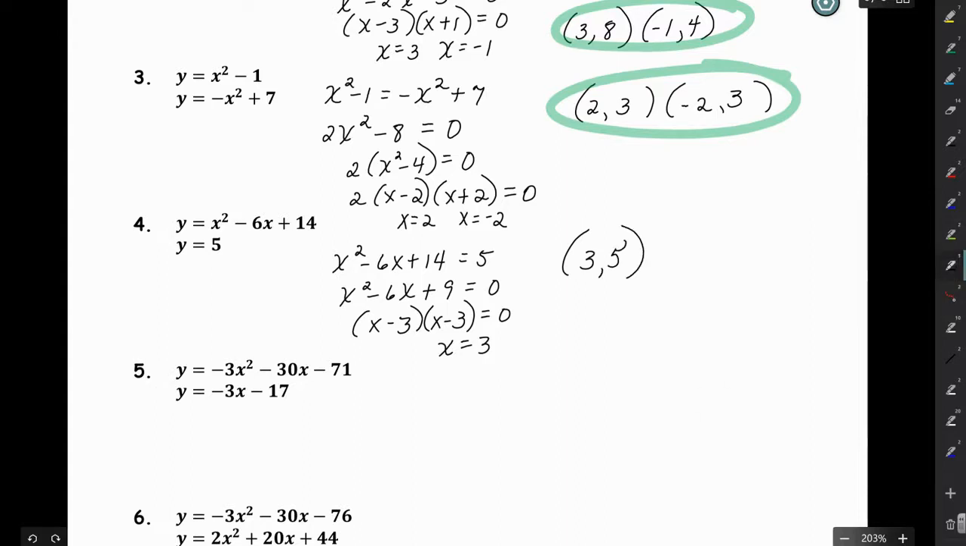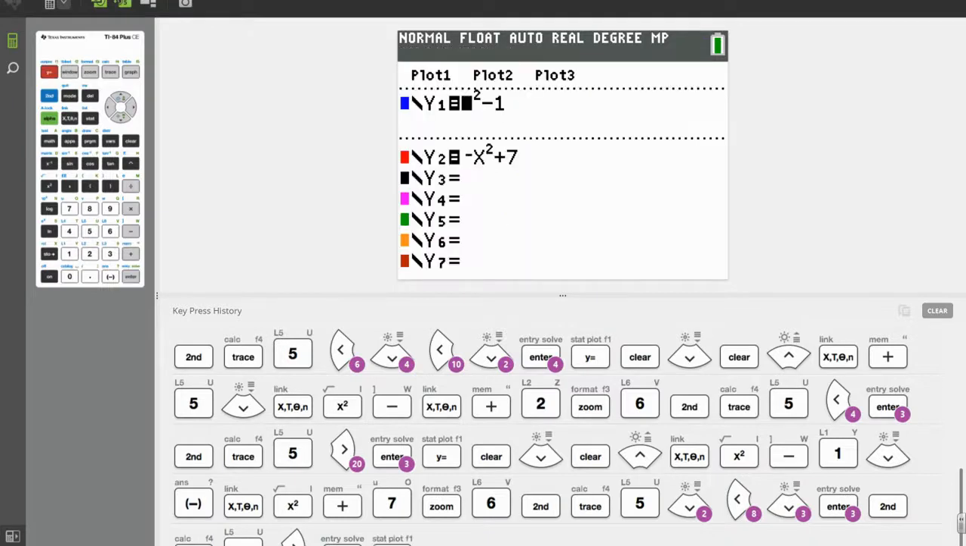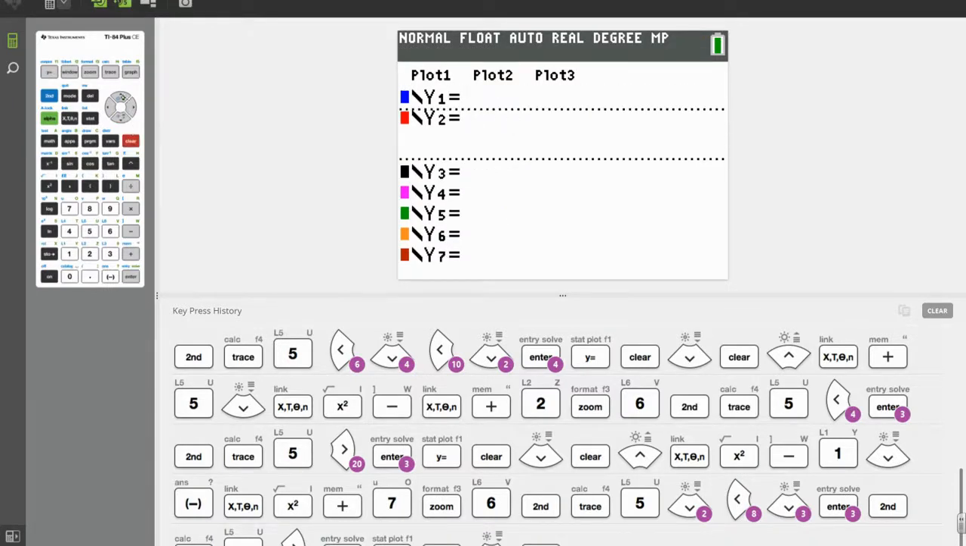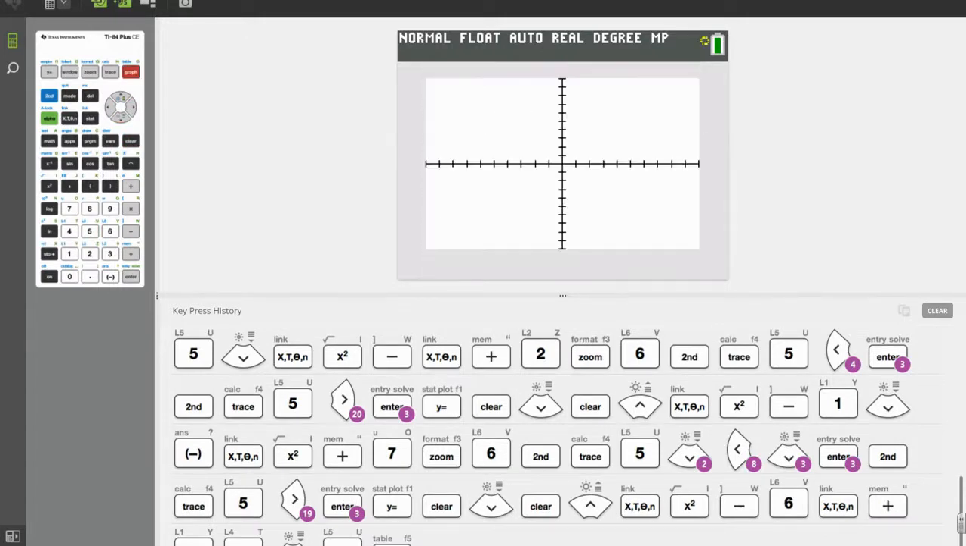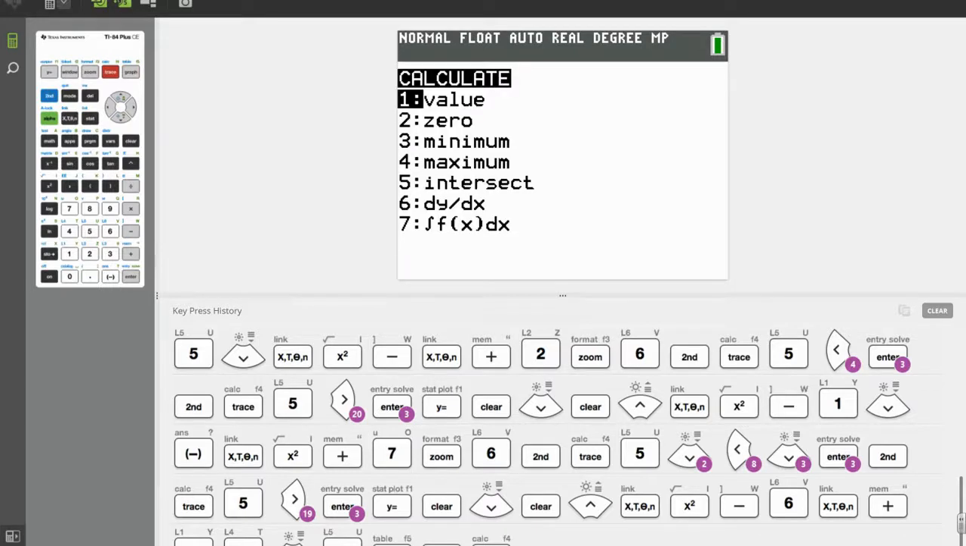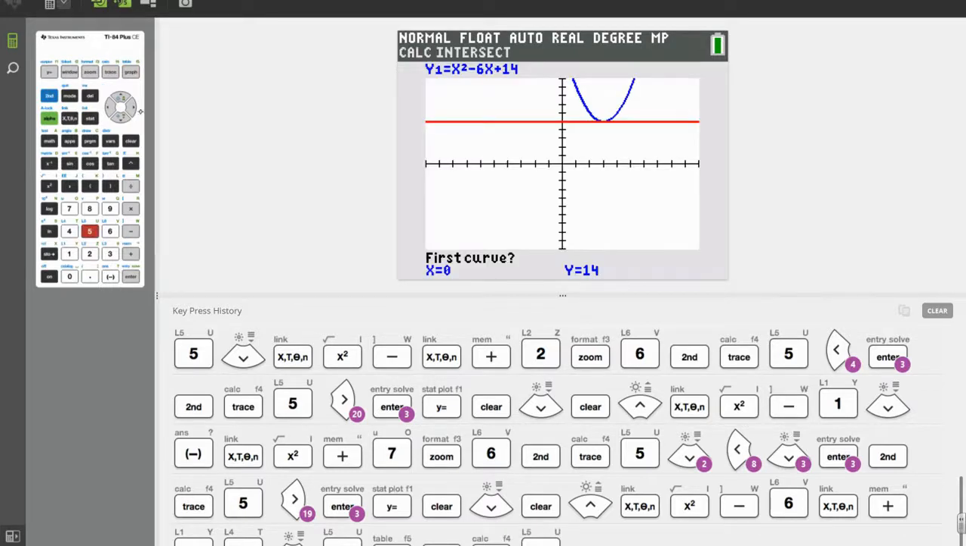We'll check that in the calculator. Hit graph, we're already in a standard window. And we see we're going to get one solution, which is what we're expecting. Second trace, number 5. Move your little spider.